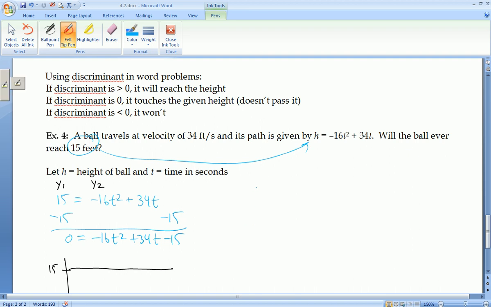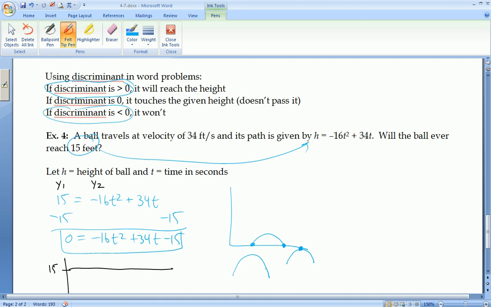So basically, if our graph, after we graph this equation right here, goes over here, we know that it has two answers, right? So if our discriminant is positive, then we know it will reach its height because it has two x-intercepts. If it has just one, that means the parabola reaches right here. That means it still reached its height. So if it touches the x-axis, it reaches its height, but it doesn't pass it. If your discriminant is 0, it's below.